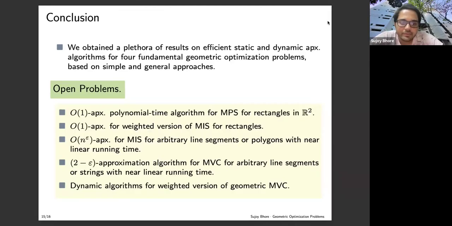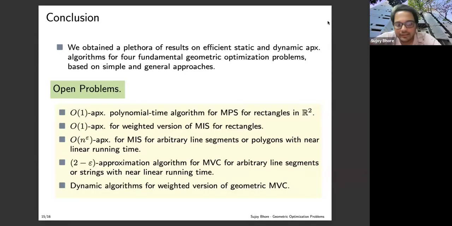Also, an n to the epsilon approximation for maximum independent set for arbitrary line segments or polygons with near linear running time. And another very intriguing thing is that for axis-aligned segments, we don't know anything better than a two-factor approximation, which is simply taking the vertical or the horizontal ones. So the question is, can one beat that? And finally, the question of PTASs for independent set of rectangles.